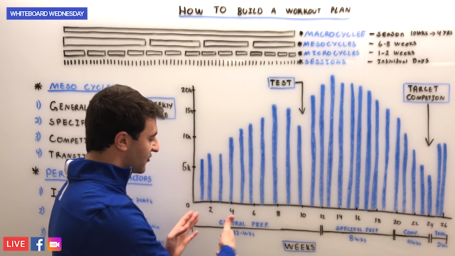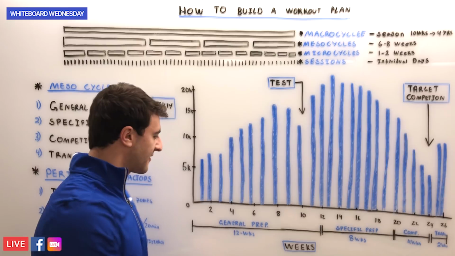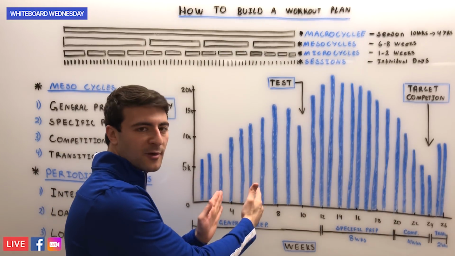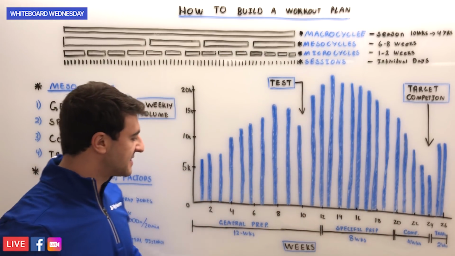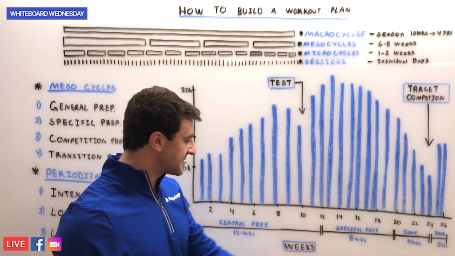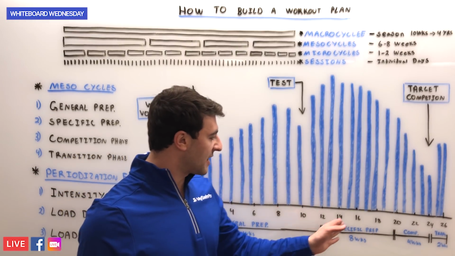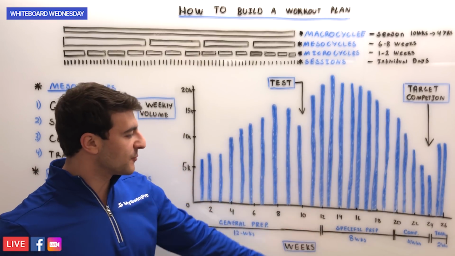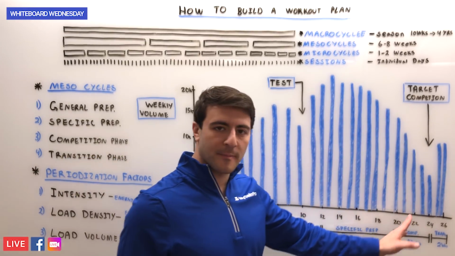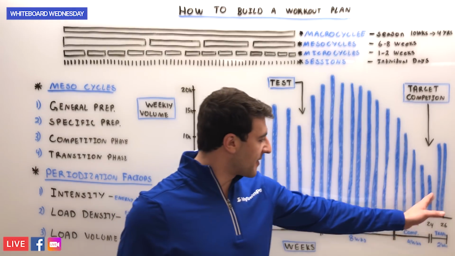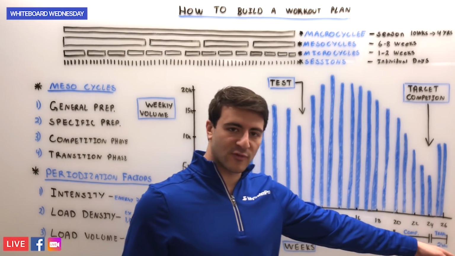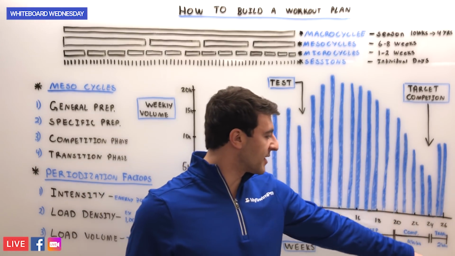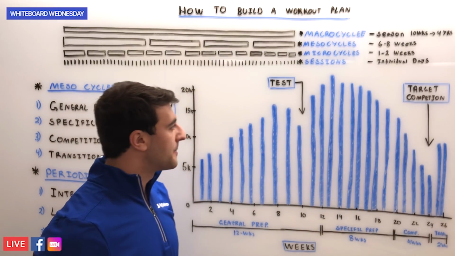And even within the general prep, you can actually break that up. So you can have a technique focus, general endurance, more specific endurance. So the general prep is 12 weeks. And then from week 12 through 20, we have an 8-week specific preparation window. And then we have a 4-week competition window for taper. And then after week 24, weeks 25 and 26 are the transition periods.